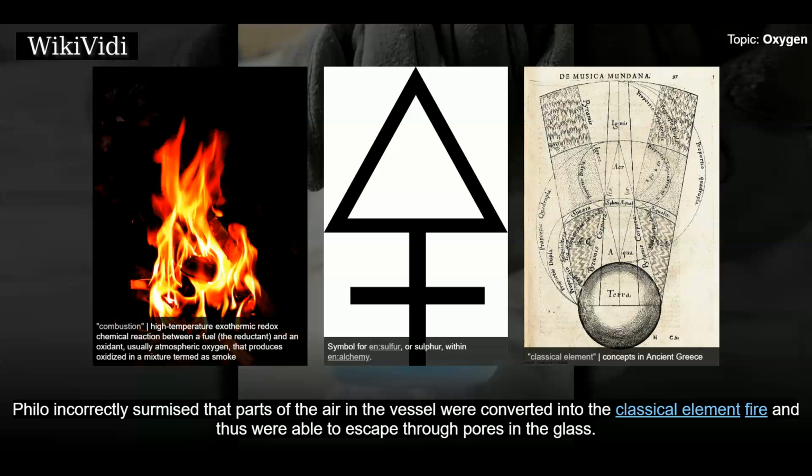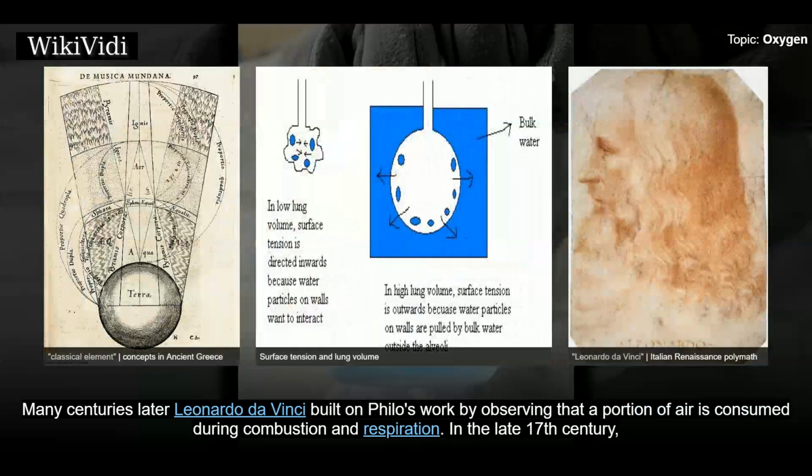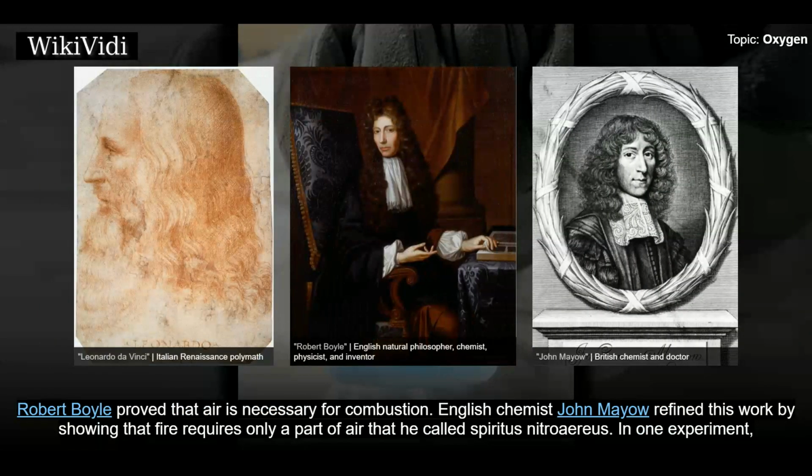Philo incorrectly surmised that parts of the air in the vessel were converted into the classical element fire and thus were able to escape through pores in the glass. Many centuries later, Leonardo da Vinci built on Philo's work by observing that a portion of air is consumed during combustion and respiration. In the late 17th century, Robert Boyle proved that air is necessary for combustion.